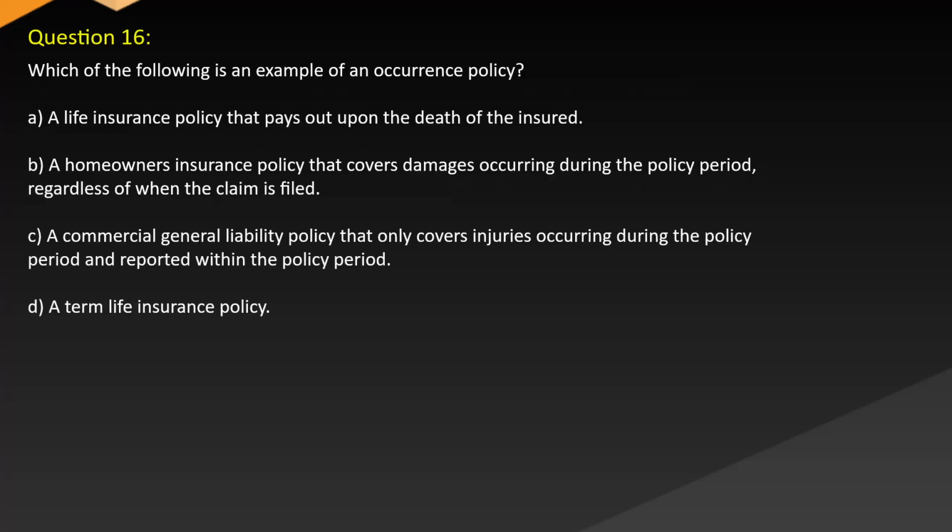Question 16. Which of the following is an example of an occurrence policy? A. A life insurance policy that pays out upon the death of the insured. B. A homeowner's insurance policy that covers damages occurring during the policy period, regardless of when the claim is filed. C. A commercial general liability policy that only covers injuries occurring during the policy period and reported within the policy period. D. A term life insurance policy.